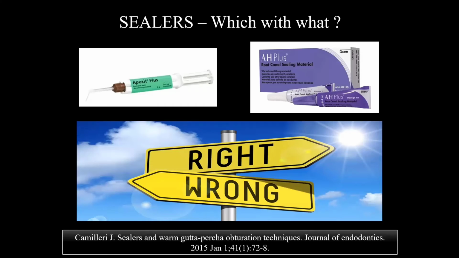With the sea of sealers available, how to choose what with which technique is a question. According to the present literature, it is advocated to not use AH Plus sealer with the warm vertical compaction technique. This is because the heat used in this technique interferes with the polymerization of the sealer and causes voids. Hence, the recommended sealers for this technique are Apexit Plus and MTA Fillapex.